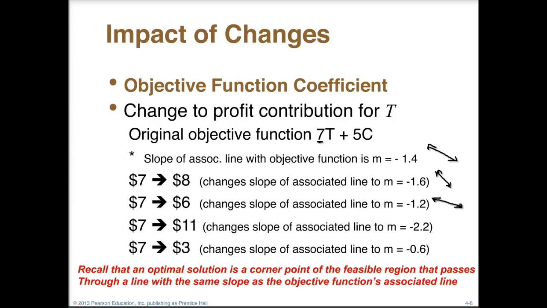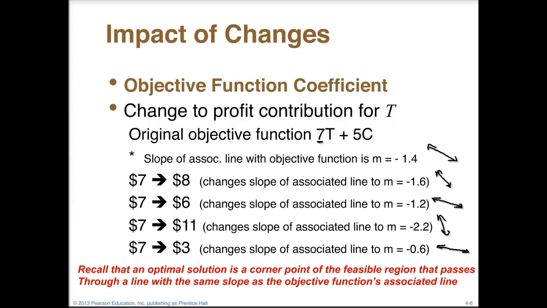And so now that associated line will look like this. But if we went down $4 in profit per table, then it's going to be almost horizontal at that point, and it looks more like this.